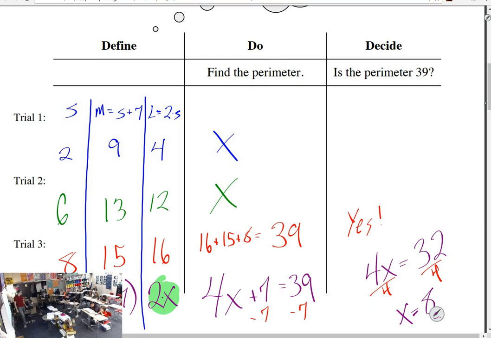8, like we already found. Guess check will work eventually. The algebraic process will always work.